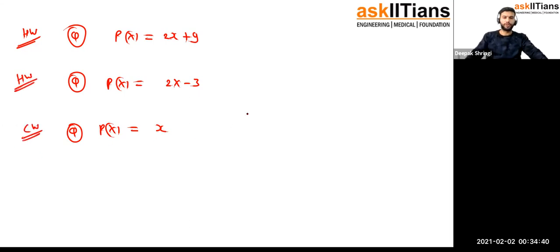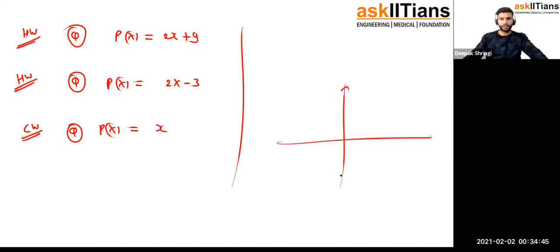Okay. P(x) = x, because this is something different. That's what I'm telling you. Look, how to draw P(x) = x. It's also very simple actually. Not very difficult. Look, you have to do one thing.